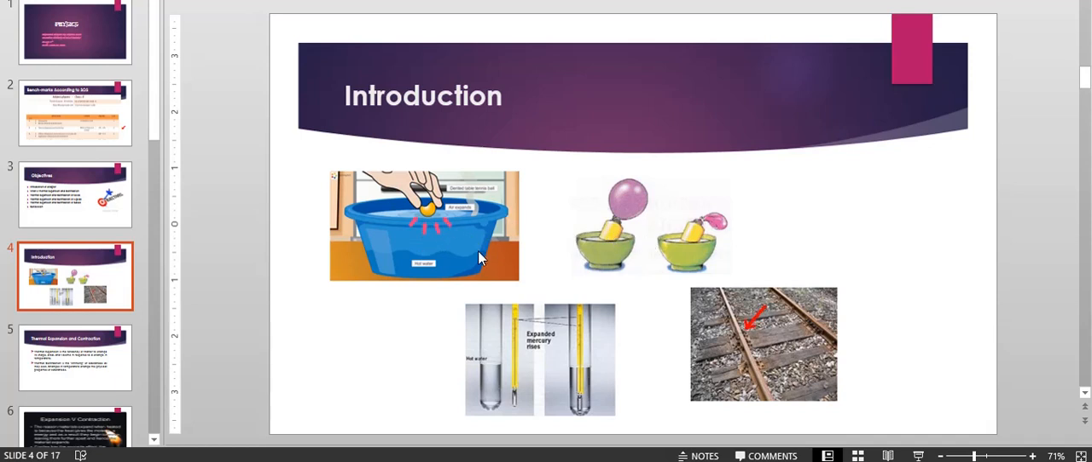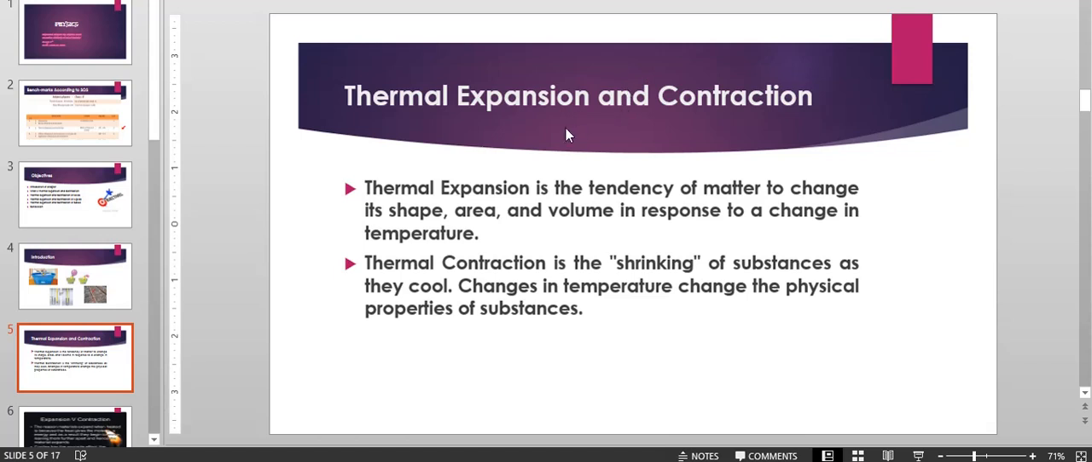This all happens due to the thermal effect or effect of heat on these substances that are mainly solid, liquid, or gases. So let's discuss what is thermal expansion and contraction. Thermal expansion is the tendency of a matter to change its shape, area, and volume in response to a change in temperature. Thermal contraction is the shrinking of substances as they cool. Changes in temperature change the physical properties of substances.